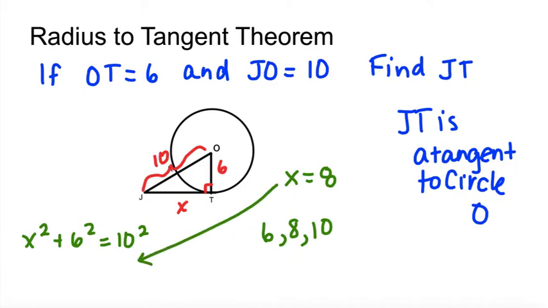Now, the interesting thing about that is, if I asked you to find this segment right here, this length, no, it's not to scale, but just remember that this radius is 6 because this is 6, and that's the radius. So then this segment right here would have to be 4.